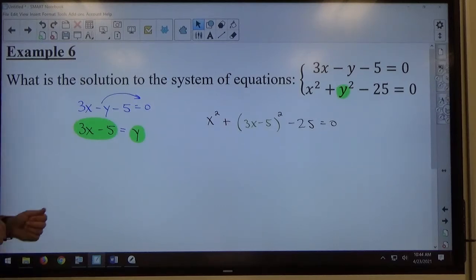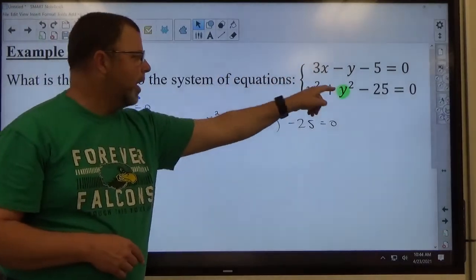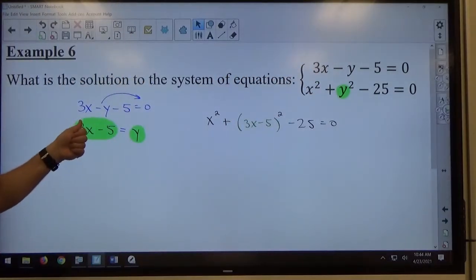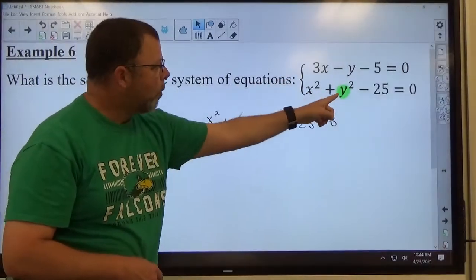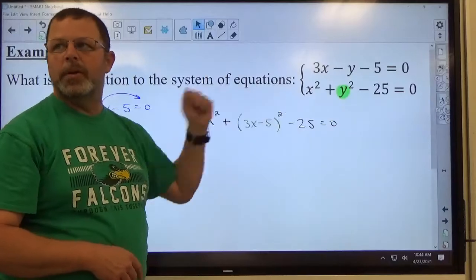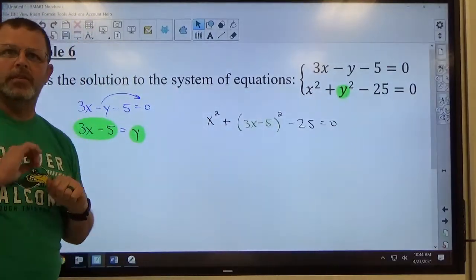All right. Notice that I did replace a single object y with 2 objects 3x minus 5. So when I substituted y out, I put parentheses around my substitution. Y was being squared, 3x minus 5 is being squared. So make sure that that's like that.